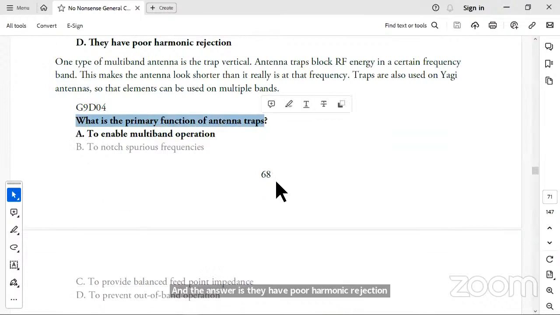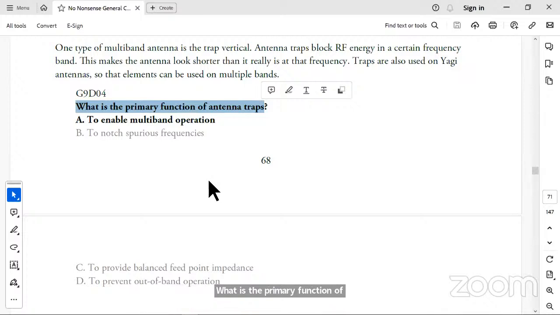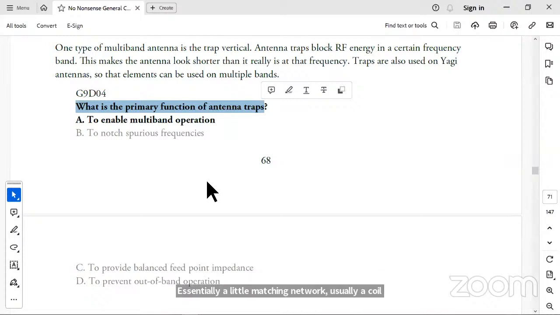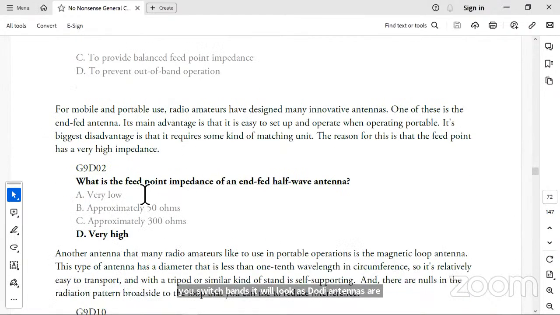What is the primary function of an antenna trap or antenna traps? So we showed what an antenna trap looked like. It's essentially a little matching network, usually a coil and a capacitor. You could think of it that way. And the reason we put it in is to shorten the length of the antenna depending on the frequency of operation. So part of the antenna will appear not to exist to the radio and to the signal and to the radio frequency transmission. And the reason we do that is to enable multi-band operation on one antenna. So it will look like a different length for the particular band you're on, and when you switch bands, it will look as though the antenna is a different length. So those traps are put in the antenna to enable multi-band operation.